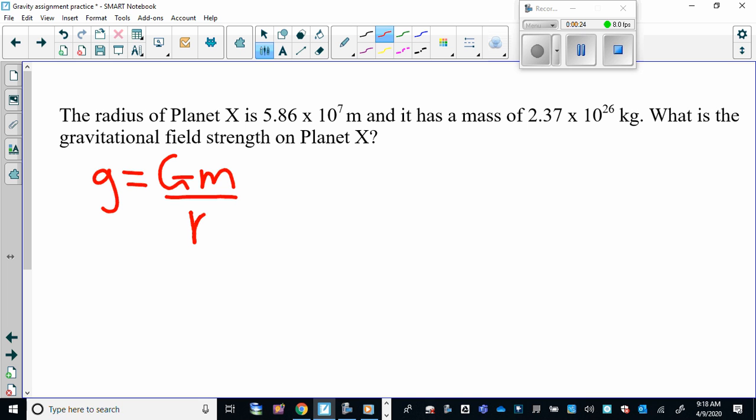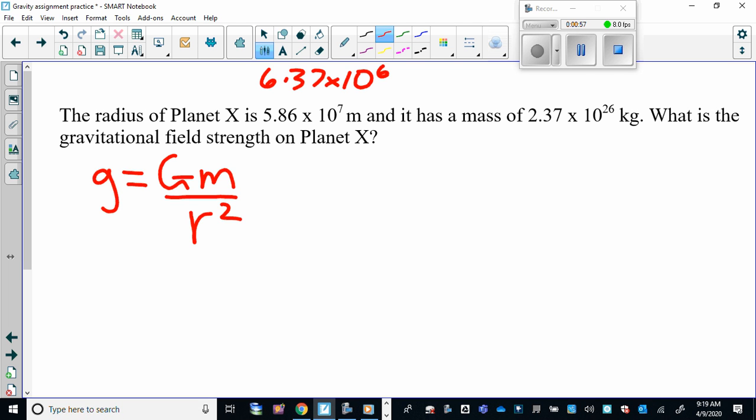But before we do it, let's just see if we can hypothesize what the answer might be relative to Earth. So relative to Earth, this is the radius of Earth. This planet has times 10 to the 7th. So is it a little bigger? No, it's not a little bigger. It's a lot bigger. It's 10 times bigger. The radius of this planet is 10 times bigger than Earth, essentially, just as a rounded off number.